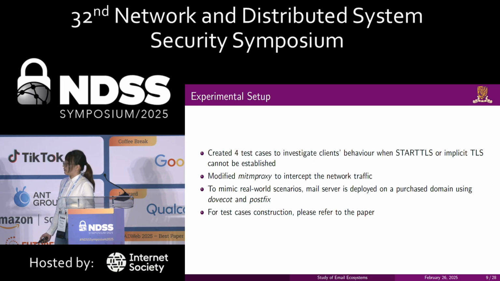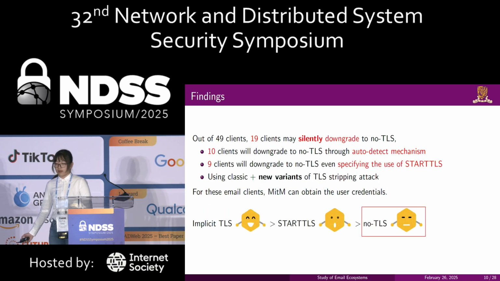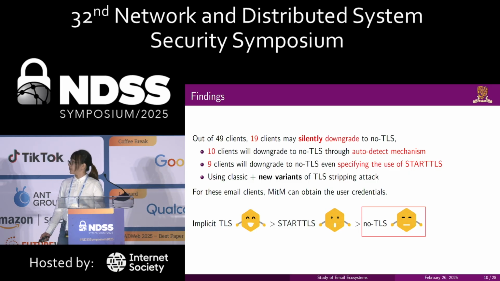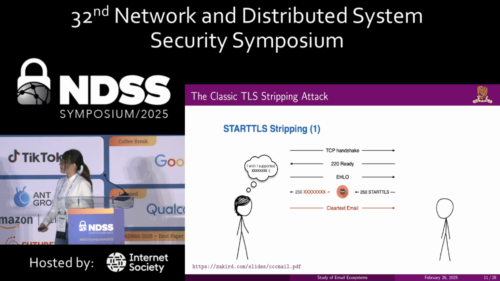This uses a modified mitmproxy to intercept the network traffic. For the test case construction, we will not go through it in detail here. Our findings show that 19 of them may silently downgrade to no TLS. That means the users do not know the clients are using a connection that is not encrypted. They assume that the connection is encrypted, but actually it is not. This uses both the classic and our new variants of the TLS stripping attack.